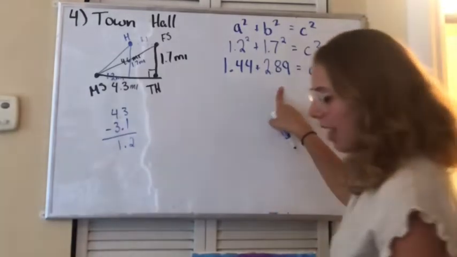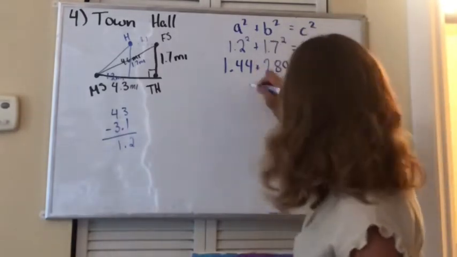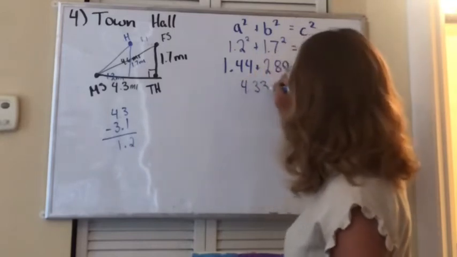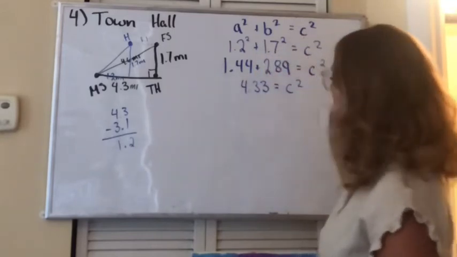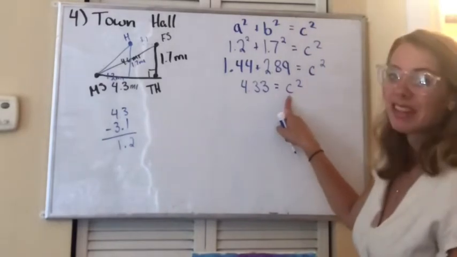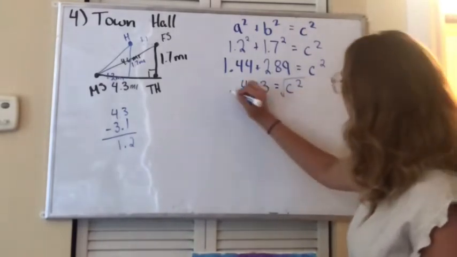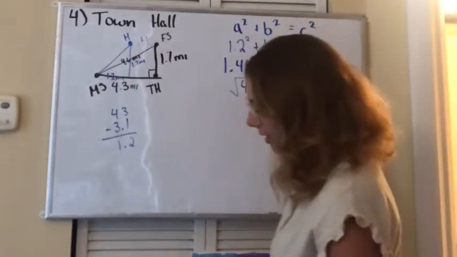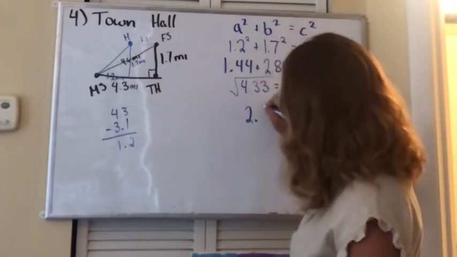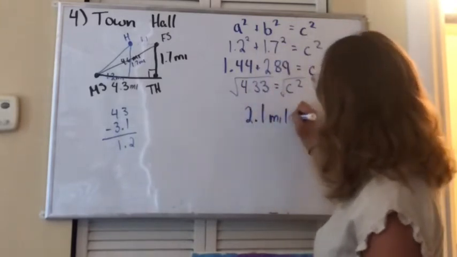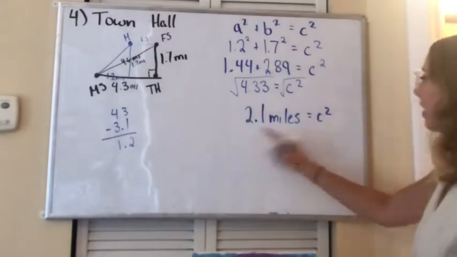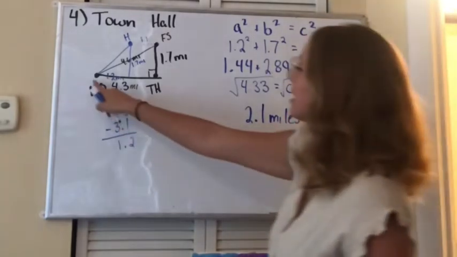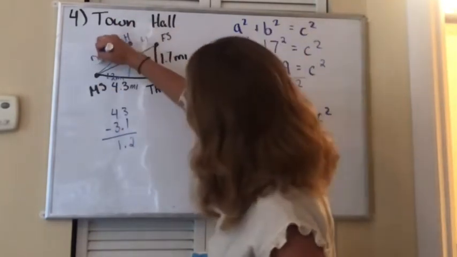And now we'll add them together and we end up with 4.33 equals c squared. And if we want to get the c by itself, we take the square root. And we end up with about 2.1 miles. So it's 2.1 miles to get from middle school to the hospital.